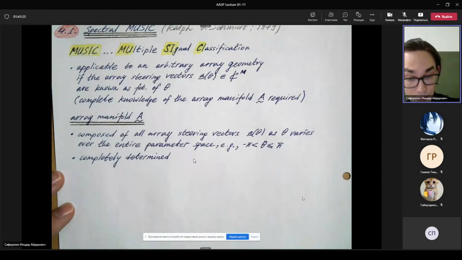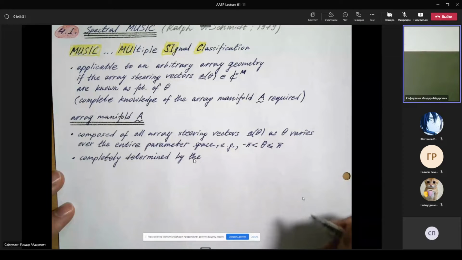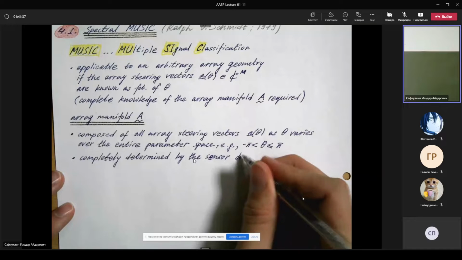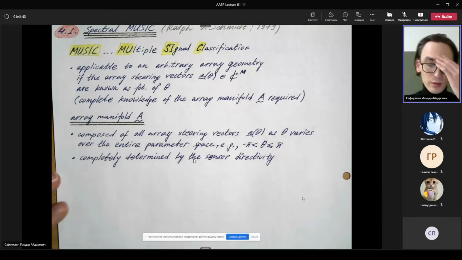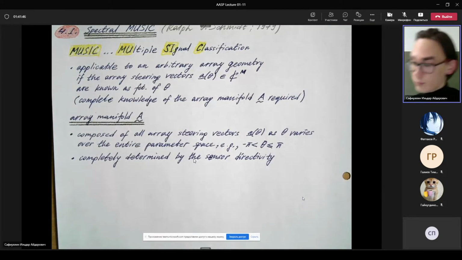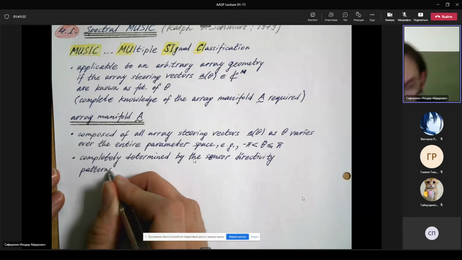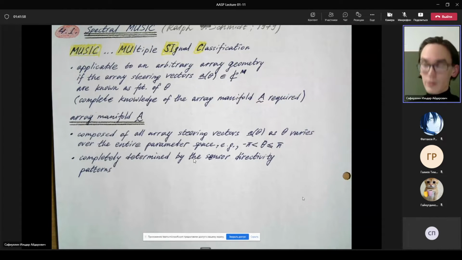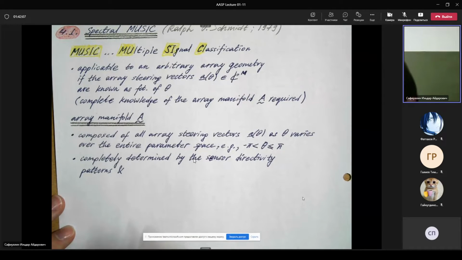By the sensor directivity patterns. So this one is the directivity diagram, in this case only of one sensor, and the array geometry.